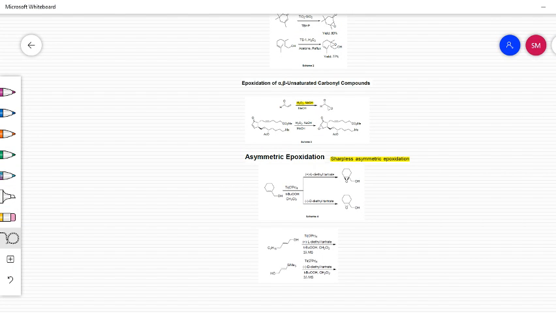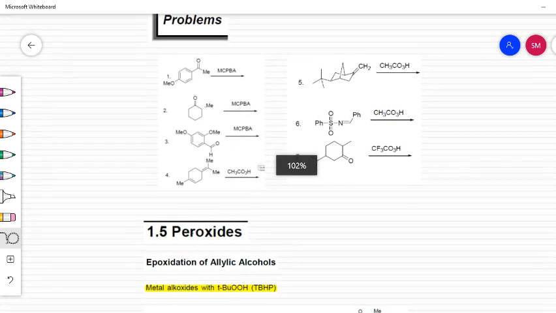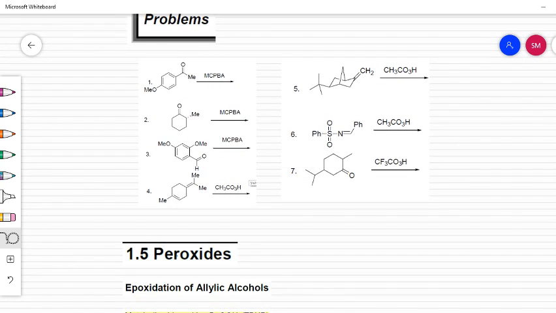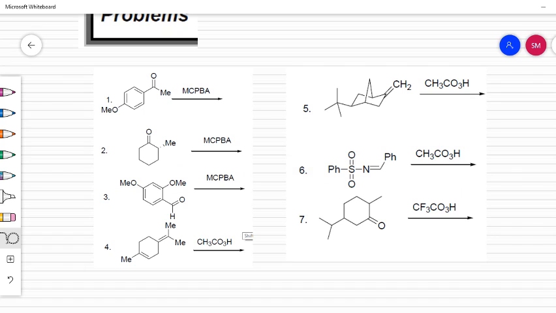Hello everyone. In today's class, we're going to discuss one of the important reactions, Sharpless asymmetric oxidation. Before that, let me explain the key to yesterday's assignments.